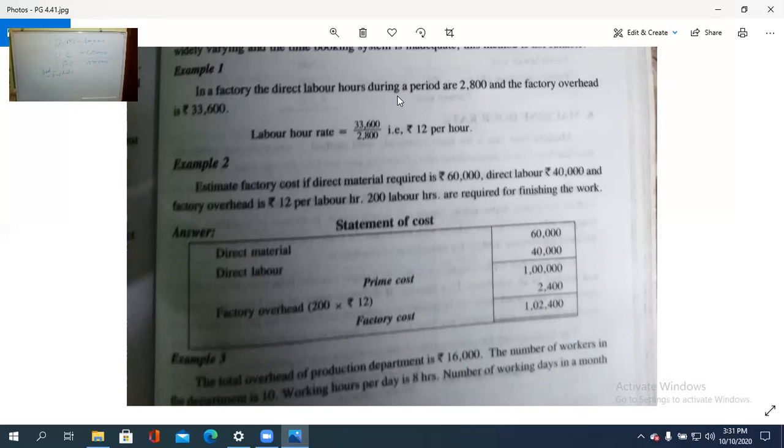So 200 labor hours at 12 per hour, factory overheads 200 into 12, so 2,400, isn't it? So how much is it? 102,400 is the total factory cost of work cost.